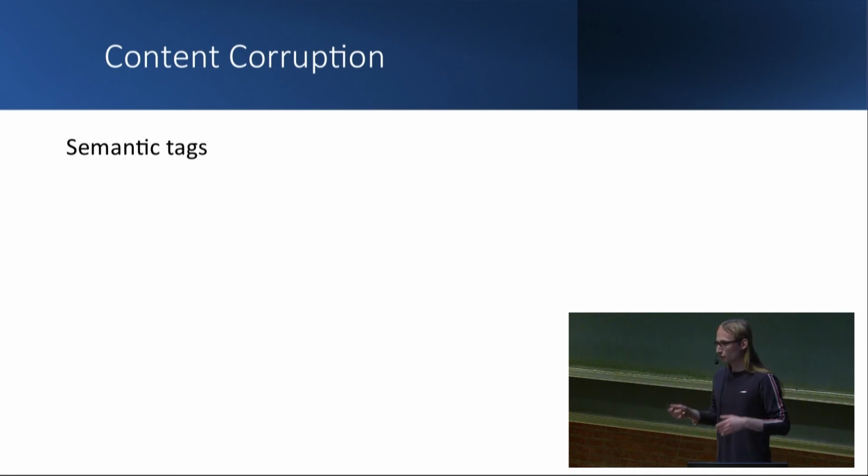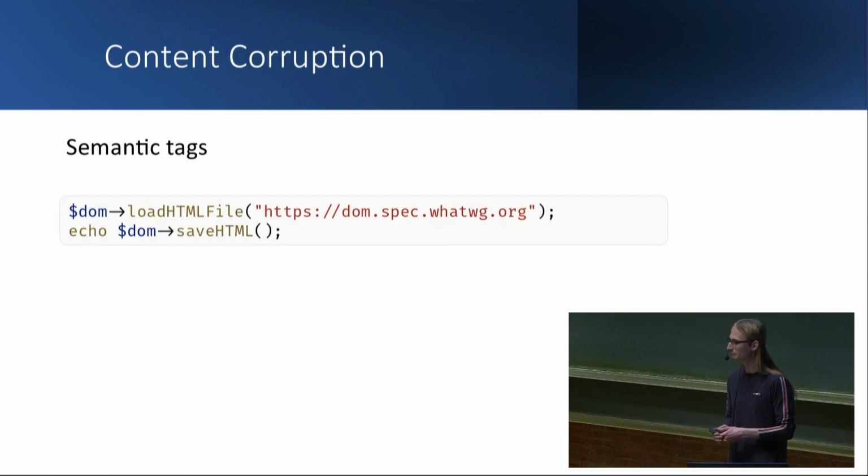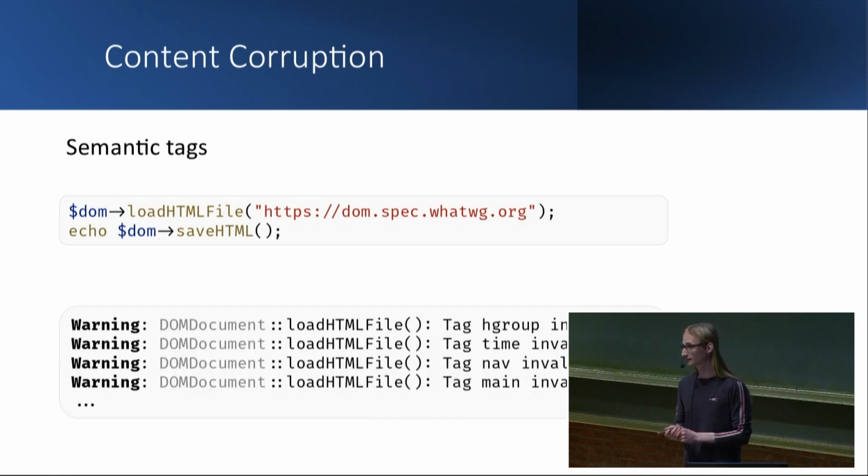So to make it a bit more concrete, the first thing you may have noticed if you ever used the DOM API is that it cannot handle semantic tags. In HTML5, we have tags like main, article, nav, section, and so on, and a lot of web pages use these tags. However, this didn't exist in HTML4. So when you try to load any reasonably modern web page, you just get a whole bunch of warnings. And you may think, okay, warnings aren't that bad. But actually, this influences the way that the document is parsed.